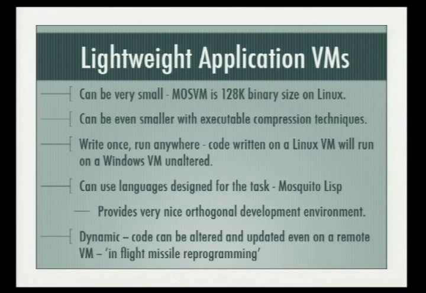So we come to lightweight application virtual machines. They can be very small. Most of them are 128K binary size on Linux. That's the whole virtual machine with all the libraries you need to run it. It can be even smaller with executable compression tricks. I would say we could get 64 to 80K with executable compression tricks.